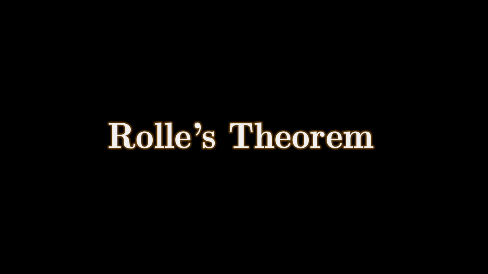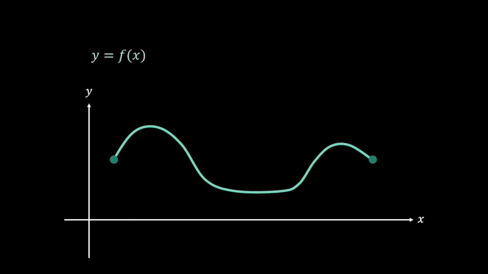Rolle's theorem. We start with a function f of x that starts at a and goes to b. We assume that it is continuous in that closed interval a to b.